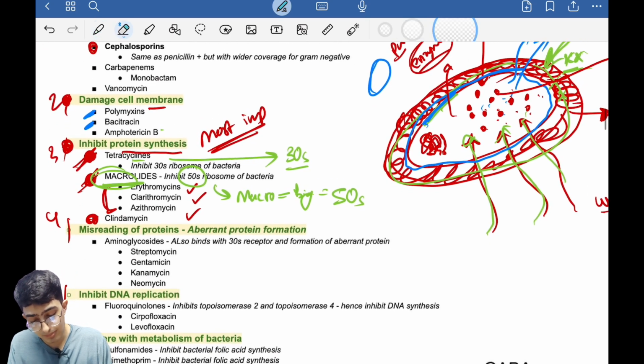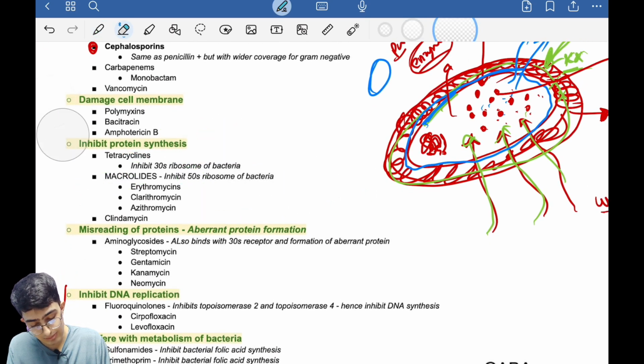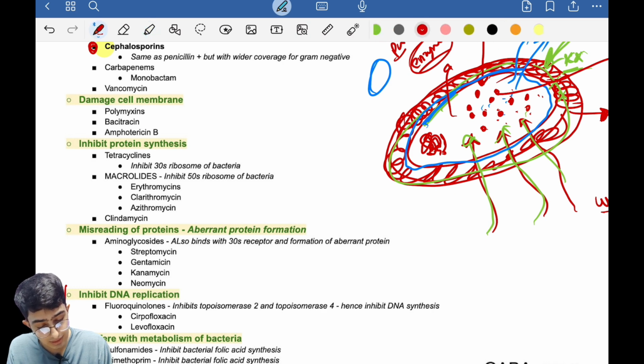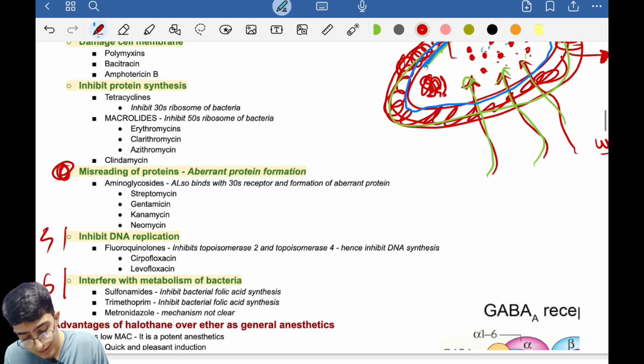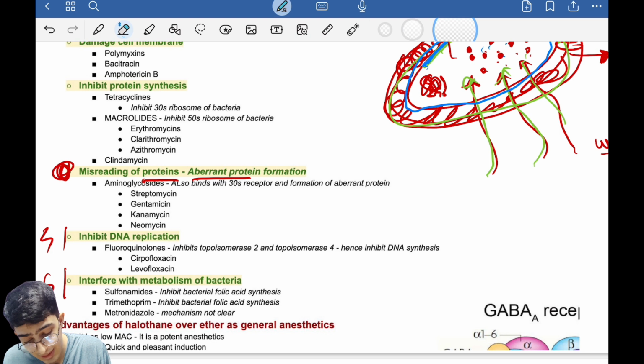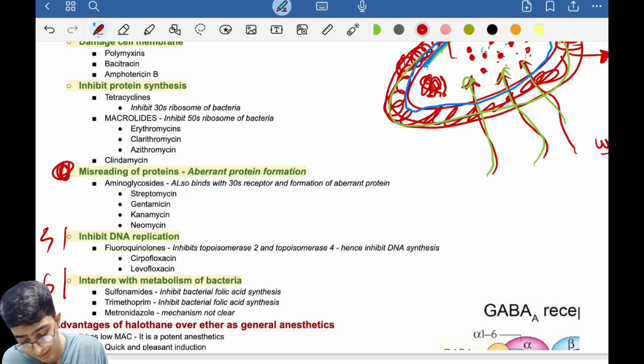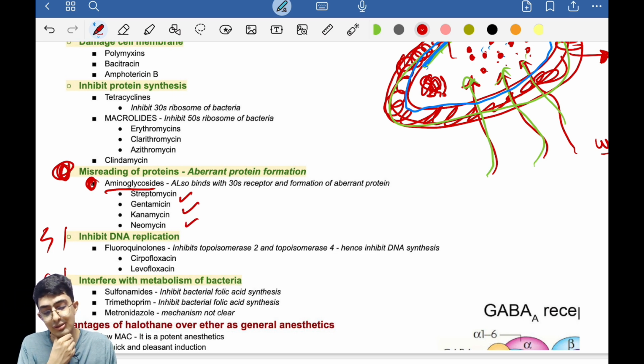So we've discussed the important bit. Let me erase this a little bit, right? Now another way by which antibiotics can work is by misreading of proteins. Now this is also very, very important, right? Misreading of proteins and formation of aberrant protein, that is another classification of antibiotics. And the most important example is aminoglycoside, right? Such as streptomycin, gentamicin, kanamycin. There's a list of aminoglycosides. Again, these are one of the most important groups of antibiotics.